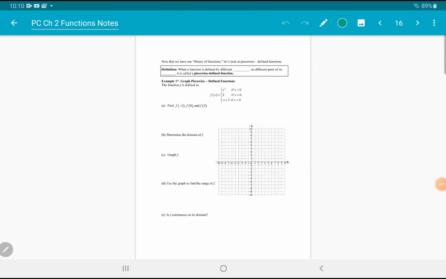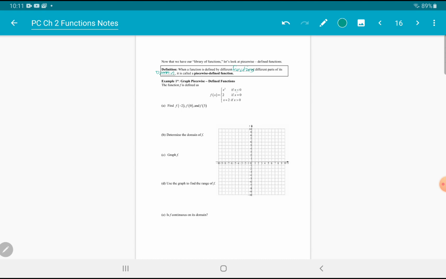This lesson will show us how to graph piecewise functions. A piecewise function is defined by different functions on different parts of its domain. Okay, so as we take a look at this piecewise function here, we notice that there are three components to it.